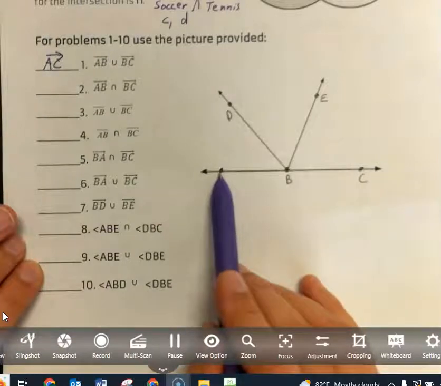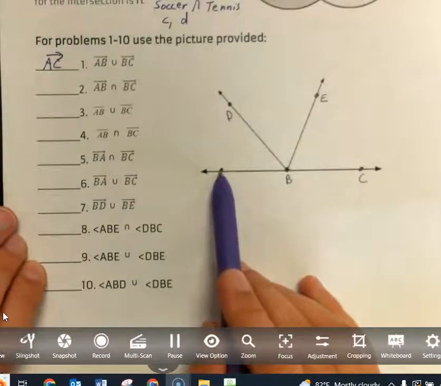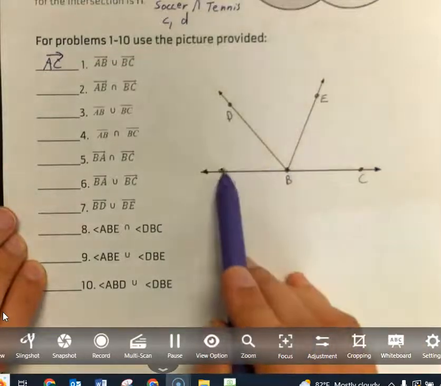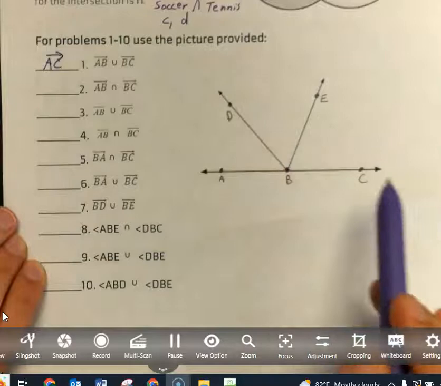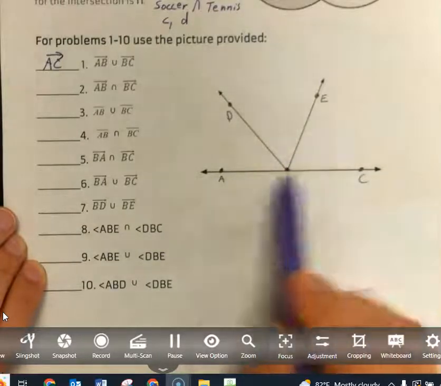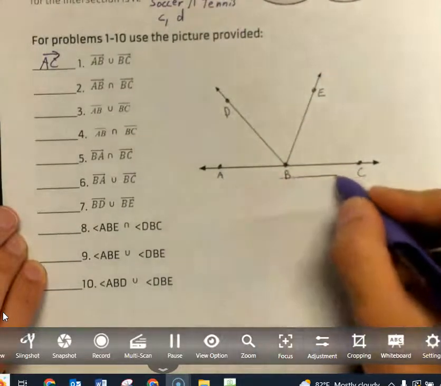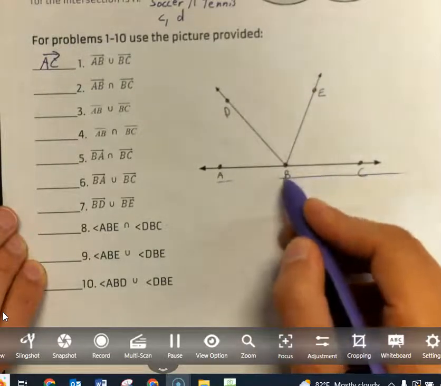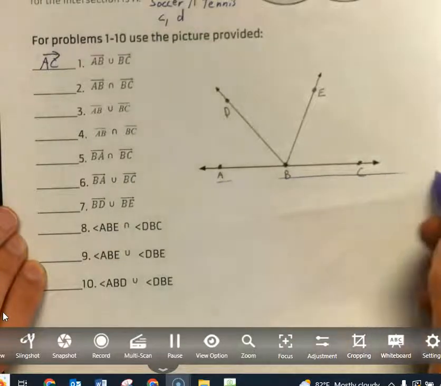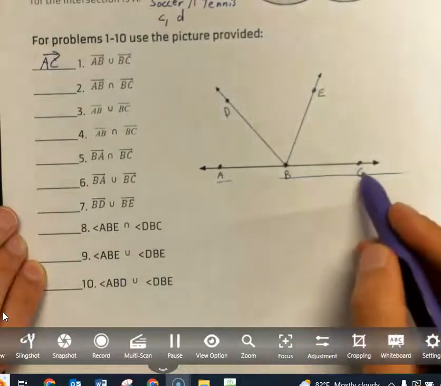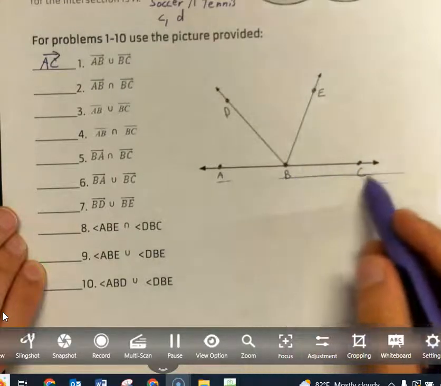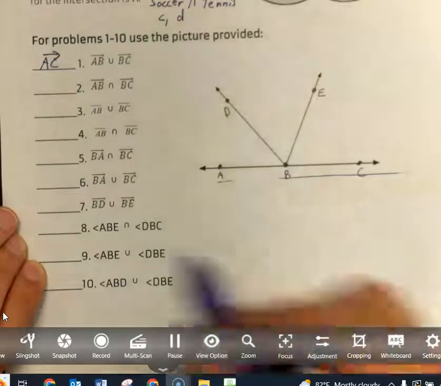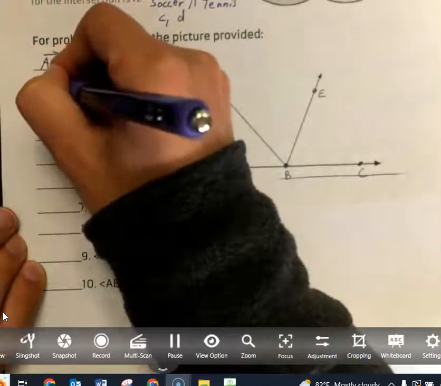The intersection of ray AB and ray BC, well, which do these two have in common? All right, so ray AB continues on like that, right? All of that. Ray BC starts here and continues on like that. So which is true for both of them? Both have ray BC continue on, but they don't both have starting at A. So ray BC.